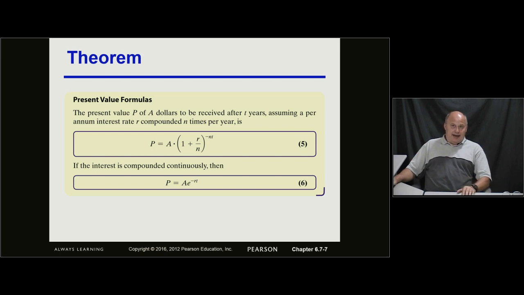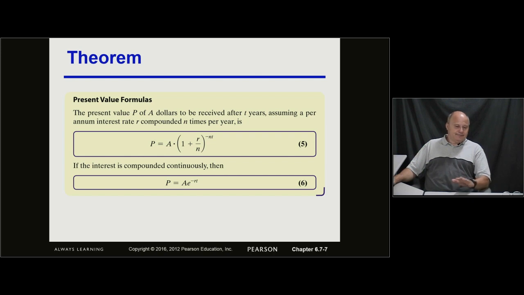If you divide by the expression (1 plus r over n) to the nt power, and divide it to the other side and make the exponent negative, this is what you get. And same thing with the continuously compounded formula: P equals A times e to the negative rt power. Okay? So these are just formulas.